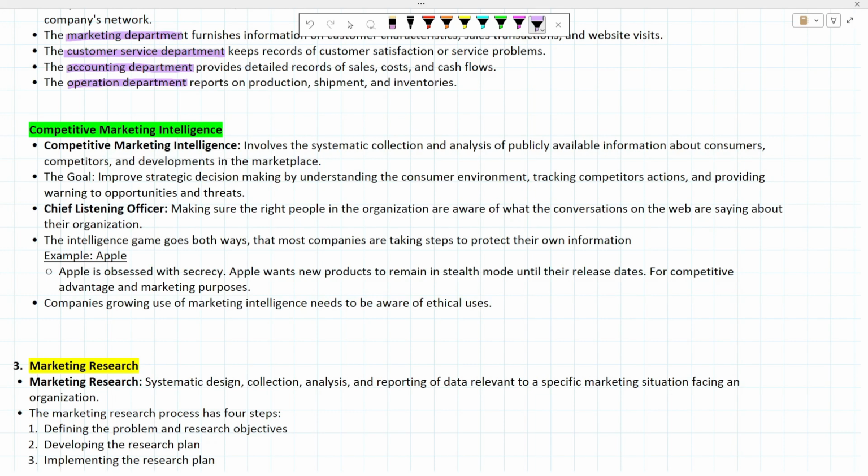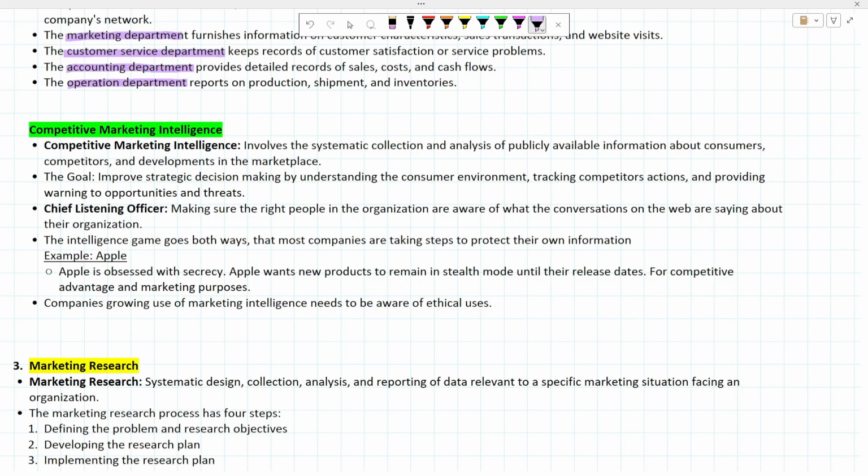Chief Listening Officers are used to make sure the right people in the organization are aware of what the conversation on the web is saying about the organization. So many large companies have a Chief Listening Officer that makes sure the organization is aware of what the public is saying, because that's the most important part of the conversation.